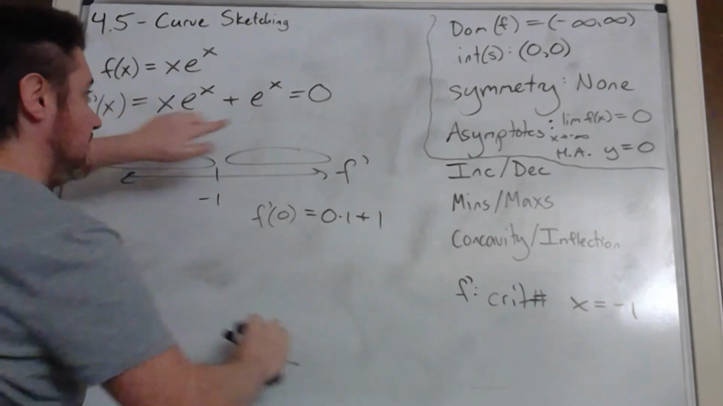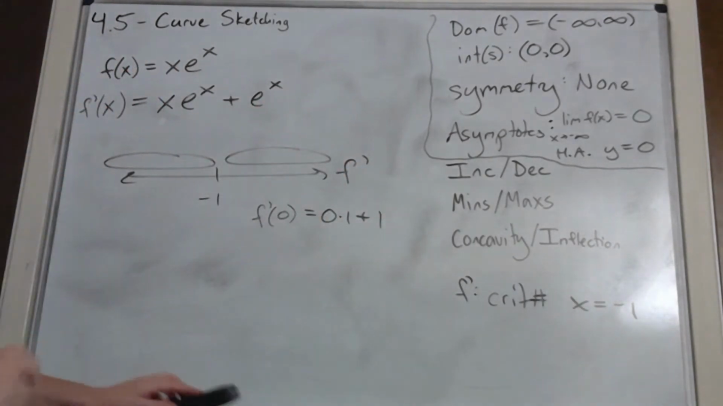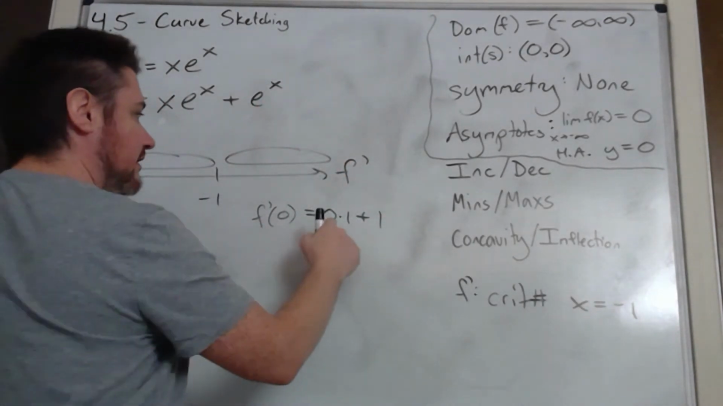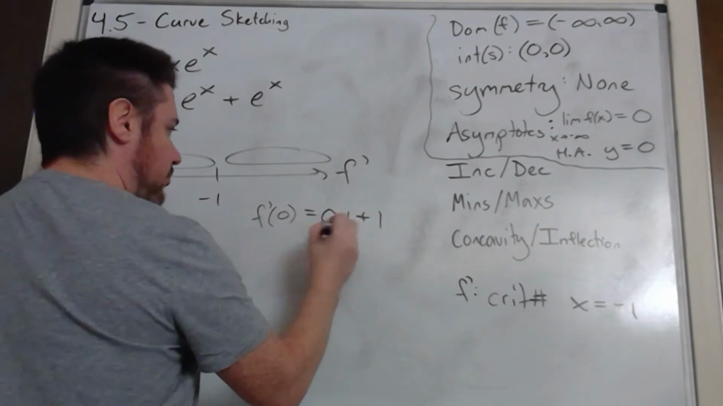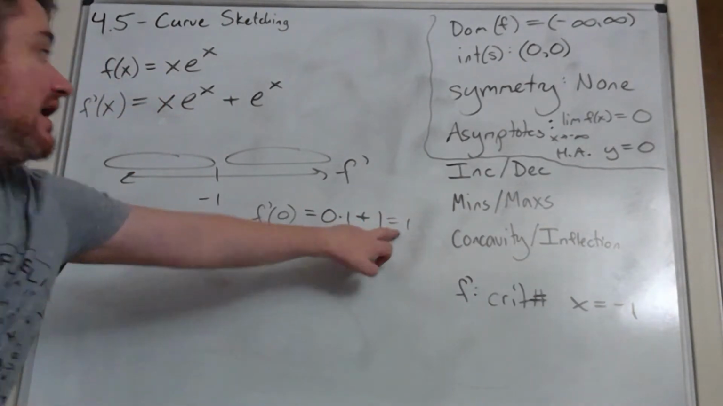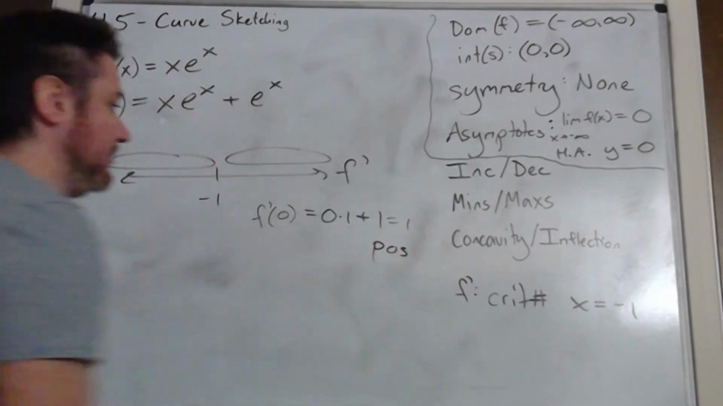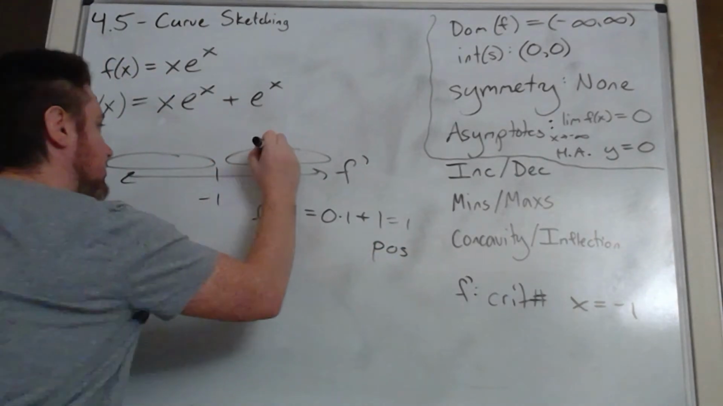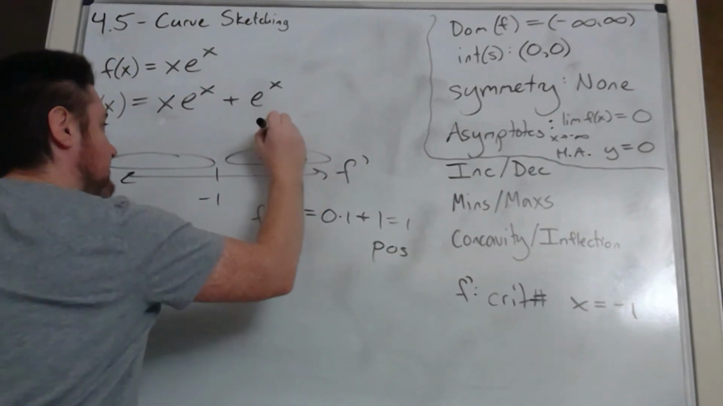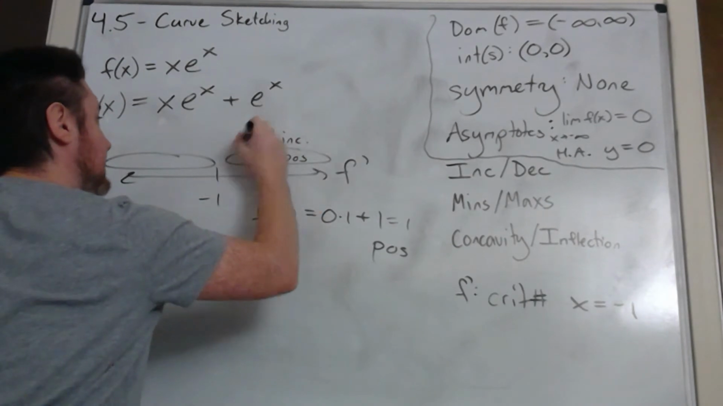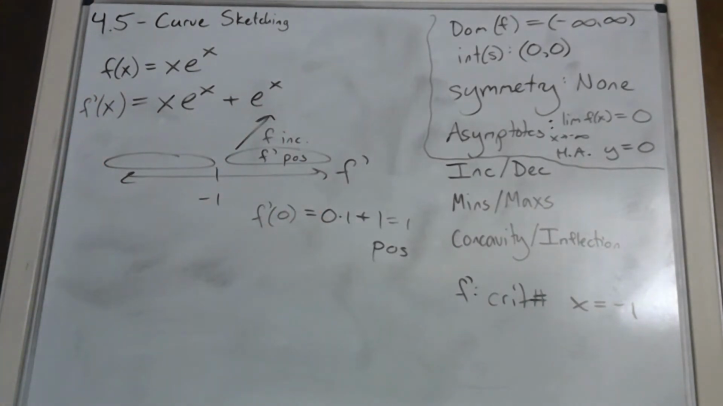Let me erase the equal 0. That was just to find our critical numbers. So we get 0 plus 1 is 1, right? And that's positive. So that's all we really care about. So the derivative is positive here. So f prime is positive, which means f is increasing. And so I can draw the little arrow there to indicate that.